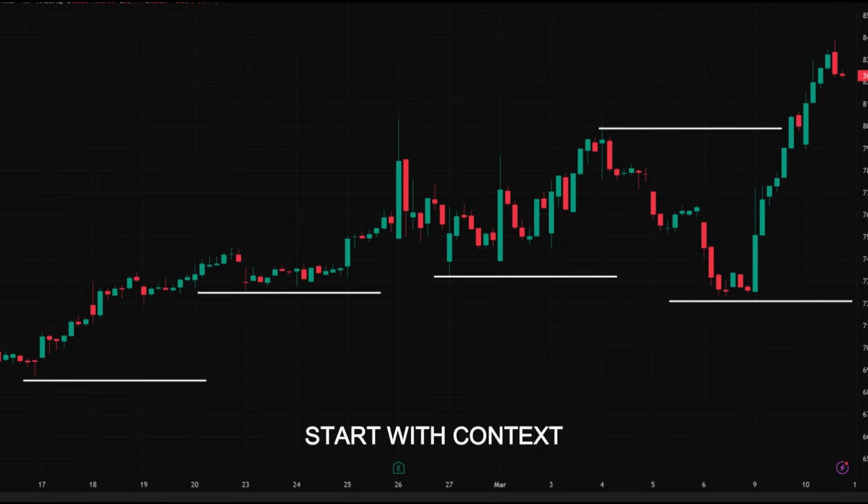So if you're only looking at one chart, it's really easy to misread what's really happening. So instead of starting with the entry, smart traders start with context. They ask a simple question, and that is, what direction is the market moving overall? So let's say your higher time frame is bullish. Price is making higher highs and higher lows. That's going to give you a bullish bias, which means you're probably only going to be looking for buy setups, not some random sell against the trend.